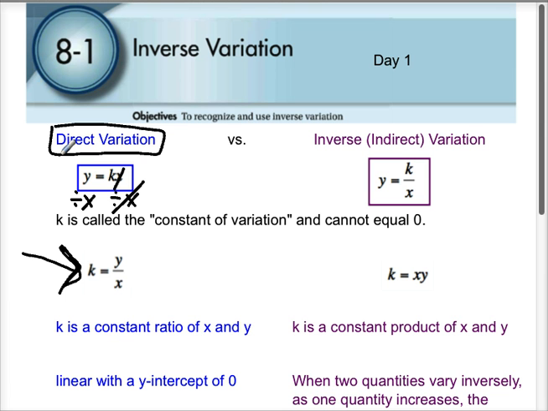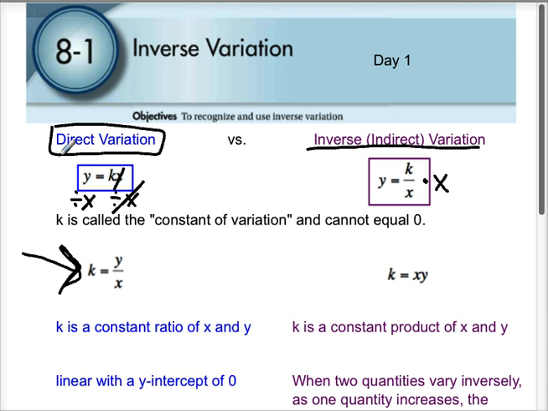Now, let's turn for a second to our new one, inverse variation. So what inverse variation is now y equals k divided by x. So this is going to be a very different type of equation. We are now dividing by x. Now, again, the goal usually is to find what that k is, find that constant of variation, because once we know that, we can write the equation.